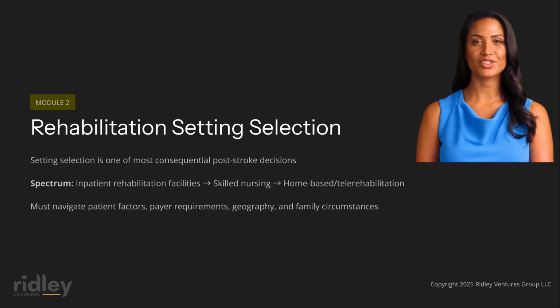As clinicians engaged in discharge planning and rehabilitation referral decisions, we must navigate complex interactions between patient factors, payer requirements, geographic constraints, and family circumstances to identify the optimal care pathway for each stroke survivor. The timing of rehabilitation setting transitions also carries important implications, as premature discharge from intensive settings may compromise recovery, while prolonged facility-based care beyond the point of maximum benefit increases costs without improving outcomes.